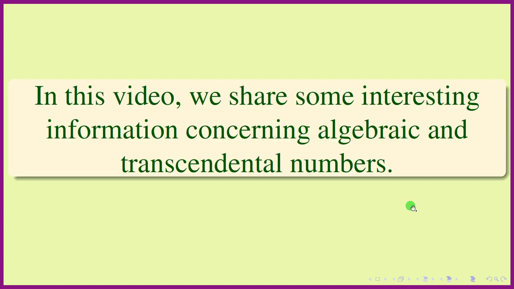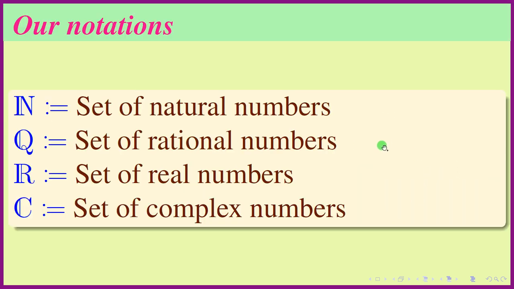Today in this video I am going to share with you some interesting information concerning algebraic and transcendental numbers. Our notations are quite standard. N denotes the set of natural numbers, Q denotes the set of rational numbers, R denotes the set of real numbers, C denotes the set of complex numbers.